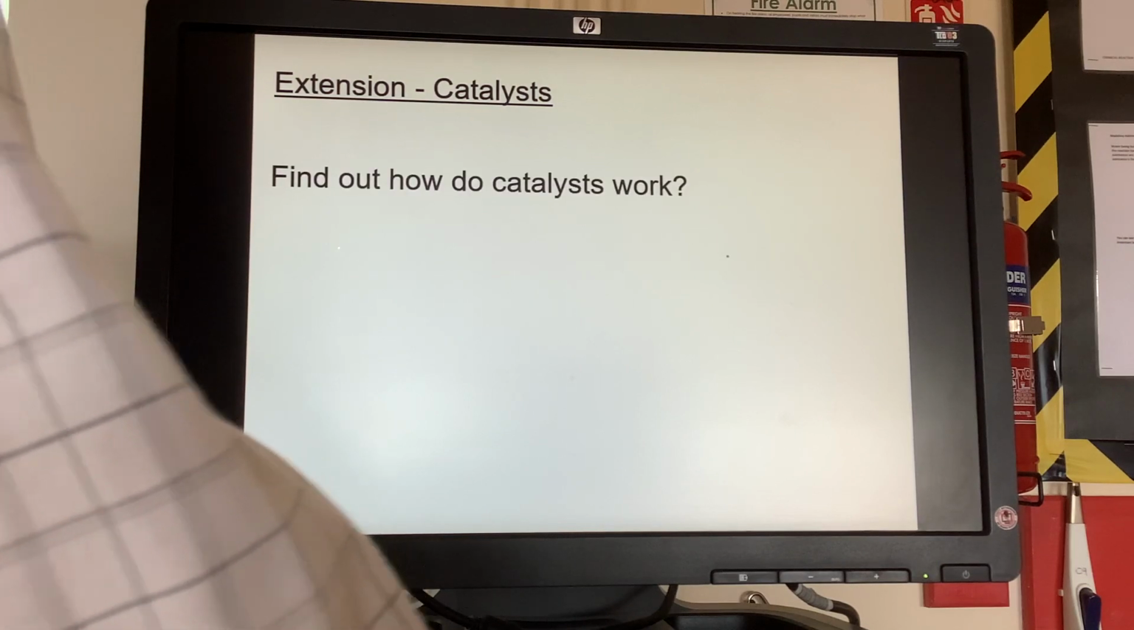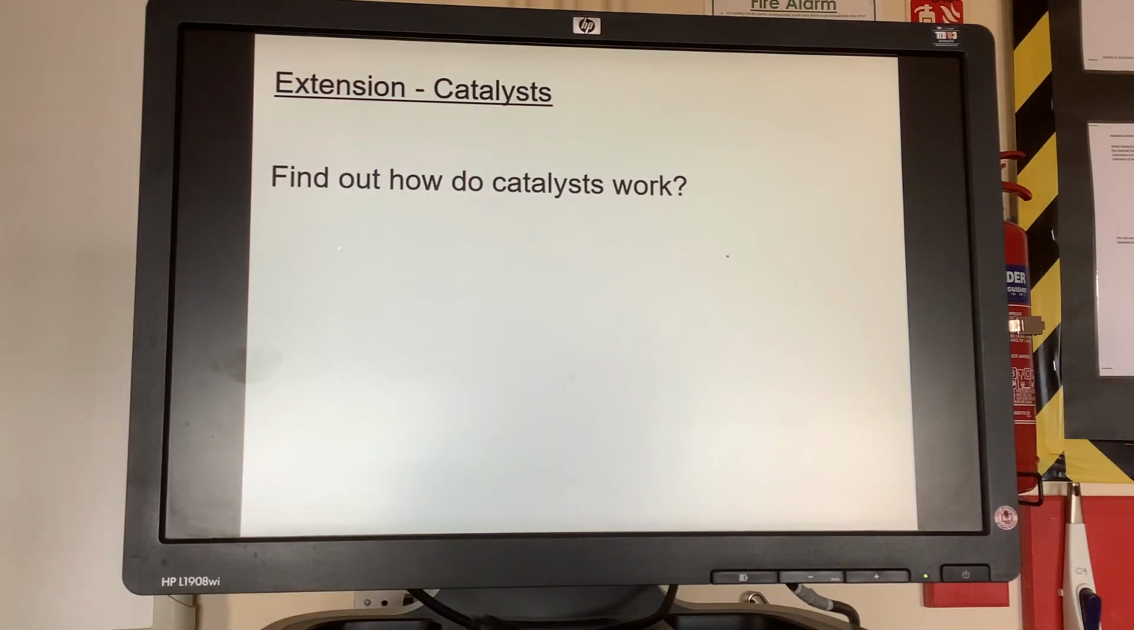You'll read more about catalysts later in the next topic. If you want to look at an extension, you might want to see how catalysts work and how catalysts affect the rate of reaction. Any questions on this? Check with your teachers. You've got other questions that will be allocated to you now. So try and work out, go through these energy level diagram questions.